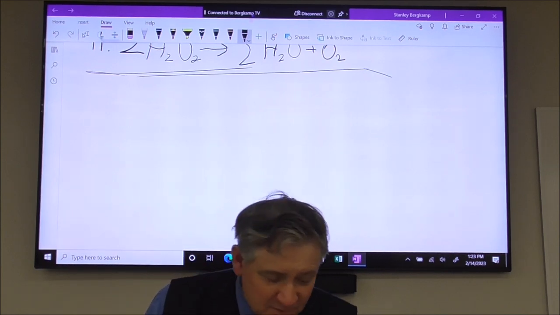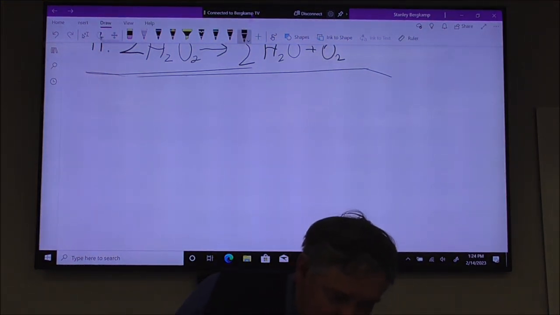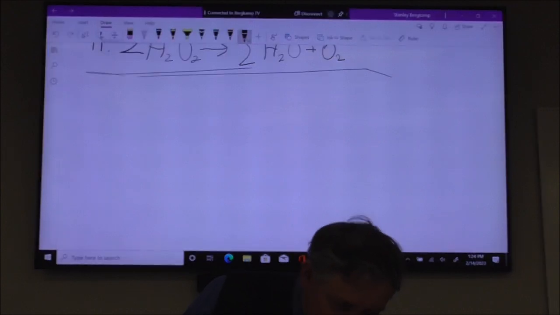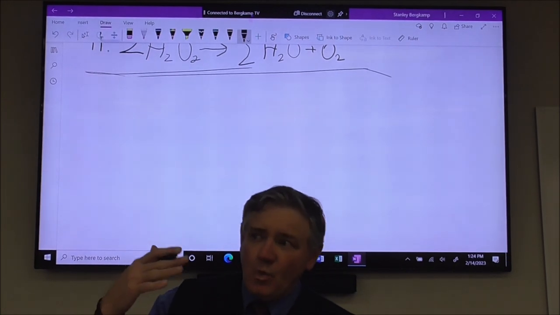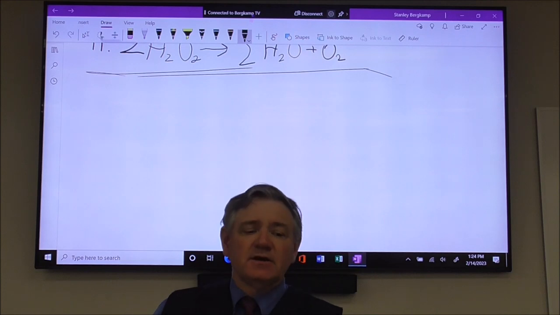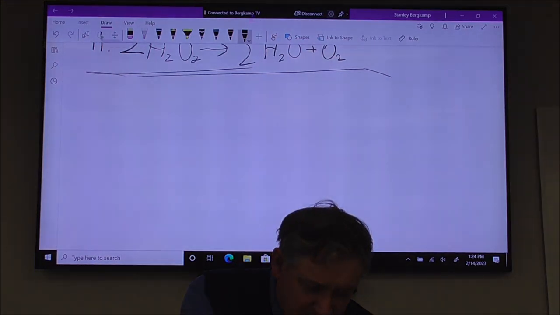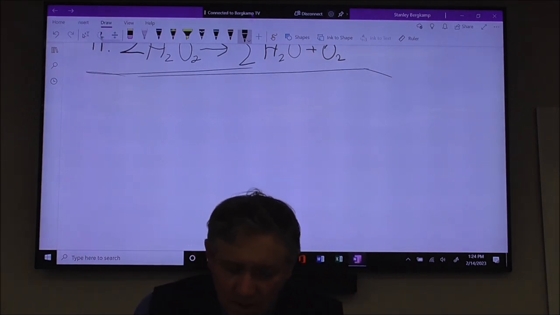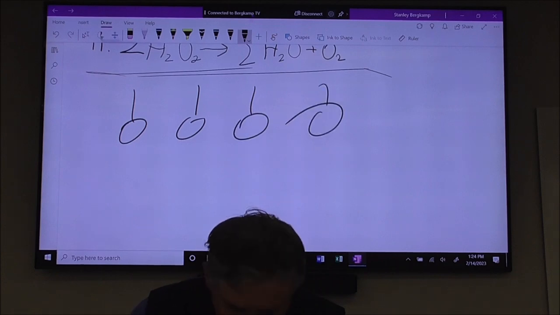So if you look at this first question: four lightweight spheres suspended by threads, ball A has been touched by a plastic rod that is rubbed with wool. The whole key to this is whether something is touched or just brought near. Then balls B and C are attracted to A, and it goes through this whole sequence. So here's ball A, B, C, and D.